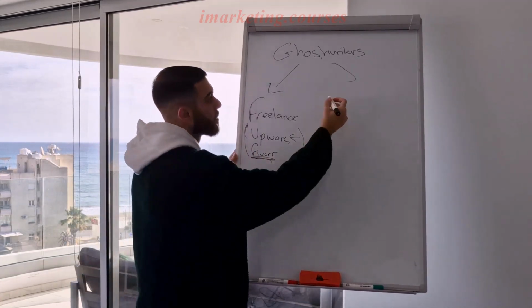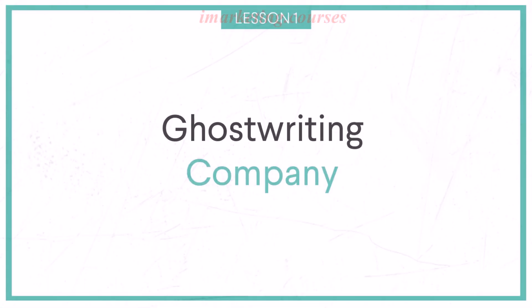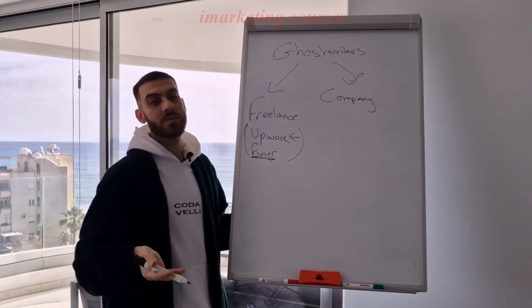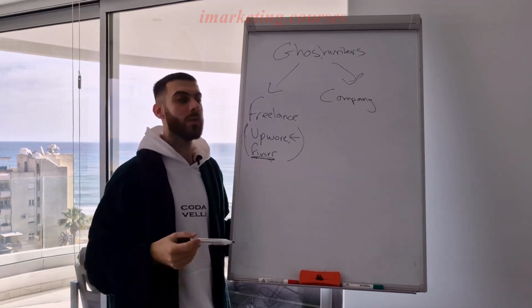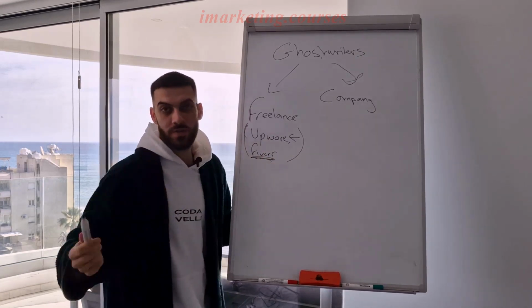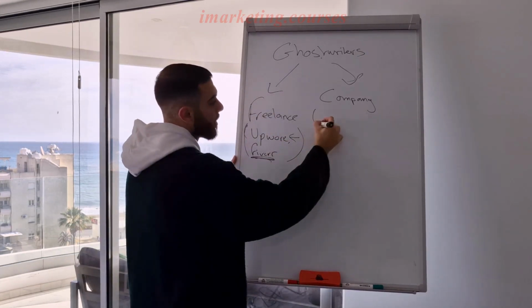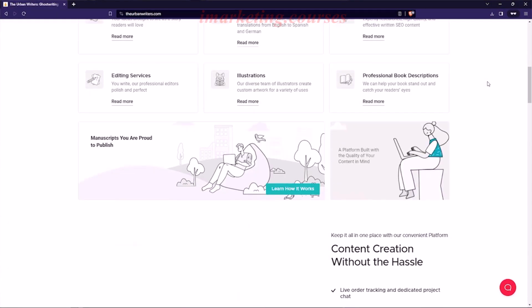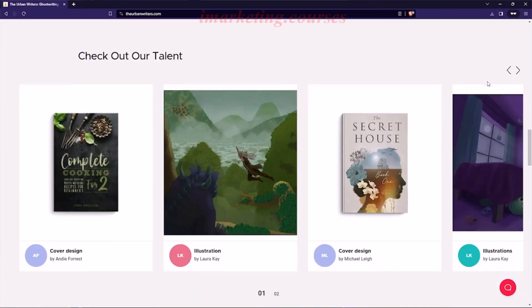Now, the second way is to go find a ghostwriting company. These guys have a bunch of ghostwriters working for them, and you can go to the company and say, this is my book, these are my words, how much do you want? They're going to tell you, I want this amount of money. And then they're going to find the ghostwriter for you. And the only company that I know that does this and I've used is Urban Writers. Now, I'm sure there's other companies out there, but I'm not going to recommend anything I haven't used. And I've only used these guys, and they were brilliant.